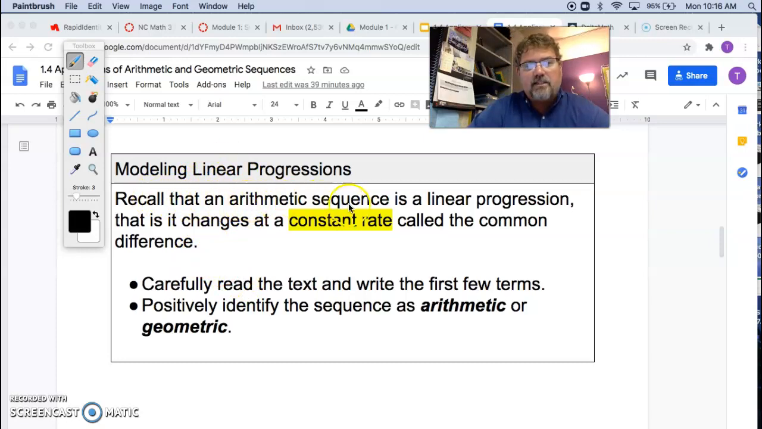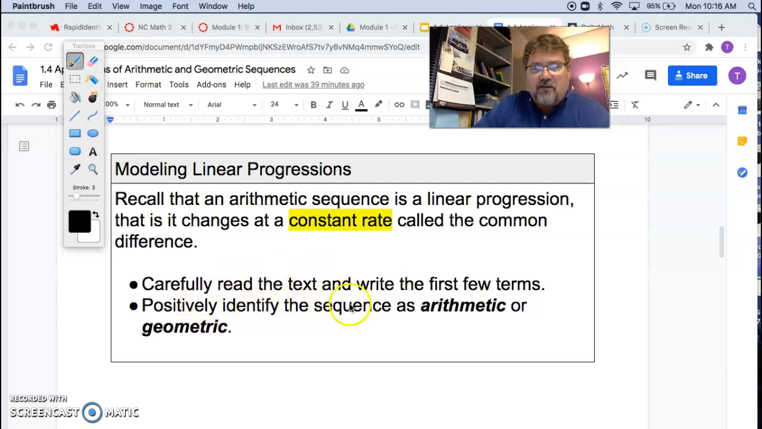Recall that an arithmetic sequence is a linear progression. That is, it changes at a constant rate called the common difference. Carefully read the text and write the first few terms. That's my advice to you guys. So when you're reading this text, you want to spot language like each day. And those are your n's, right? It's going up day by day by day. And write the terms that discuss their changes.